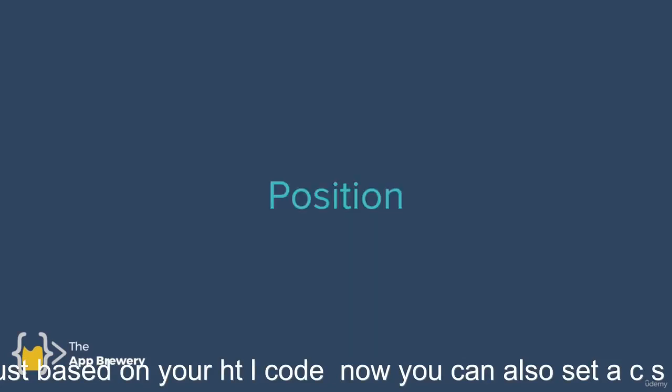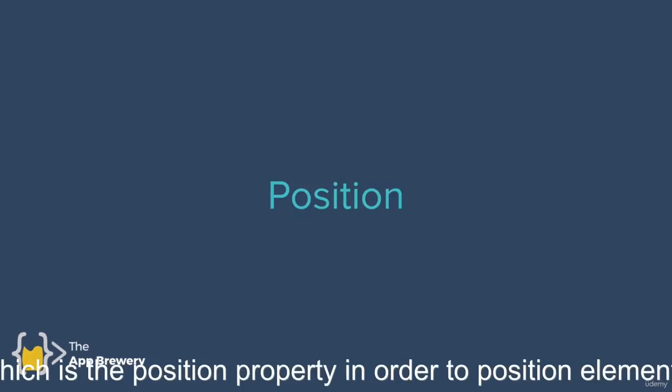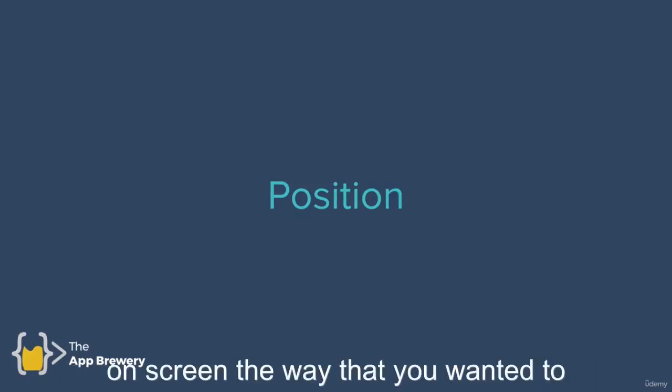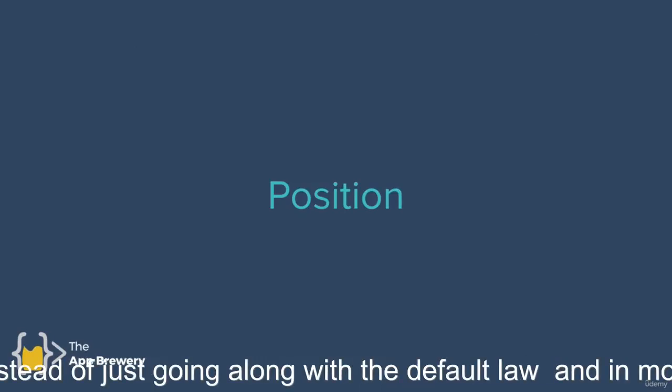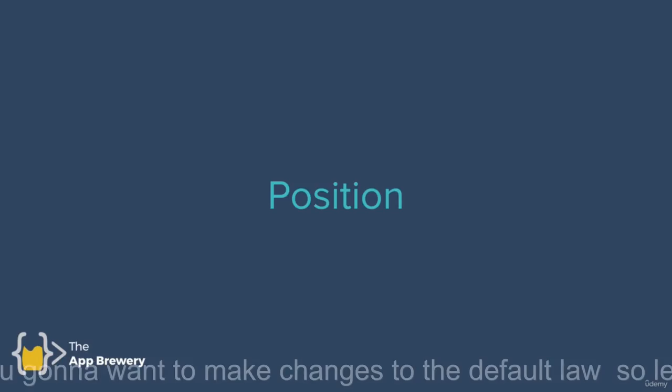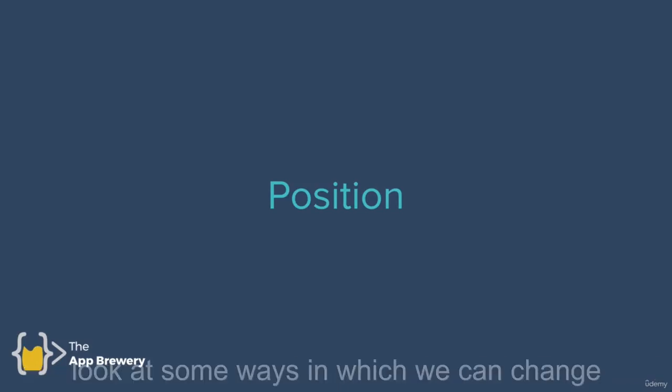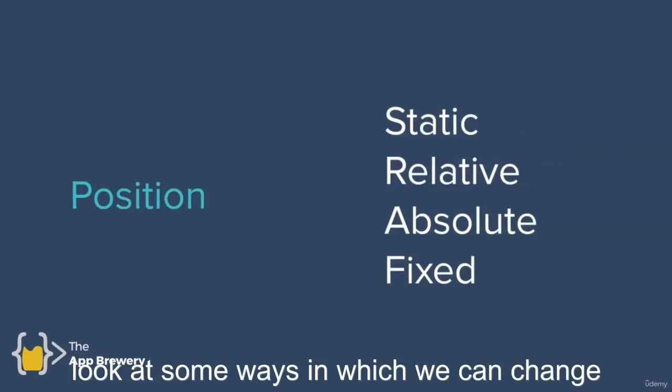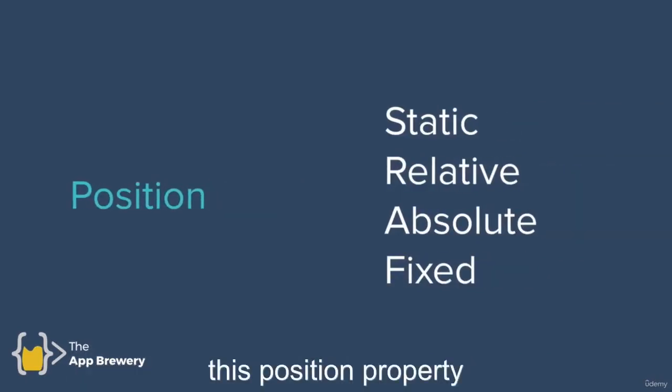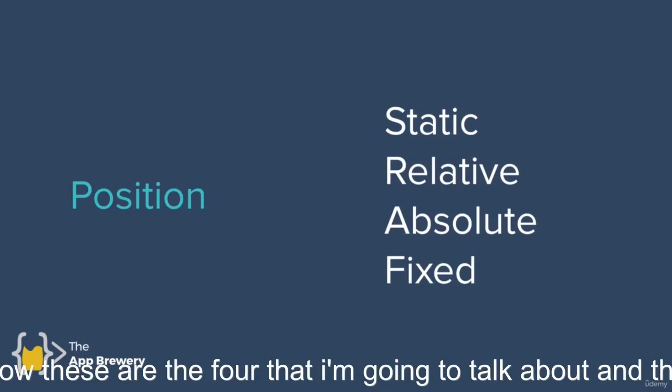Now, you can also set a CSS property, which is the position property, in order to position elements on screen the way that you want it to, instead of just going along with the default layout. And in most cases, you're going to want to make changes to the default layout. So let's look at some of the ways in which we can change this position property. Now, these are the four that I'm going to talk about.